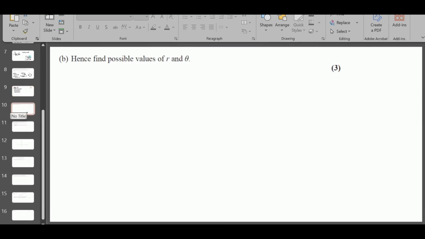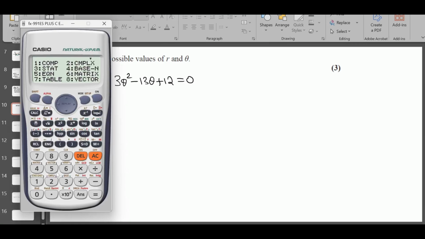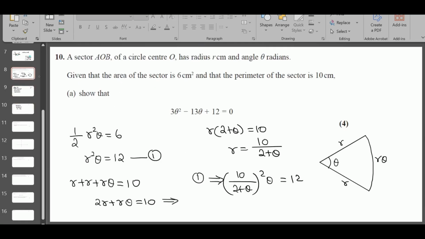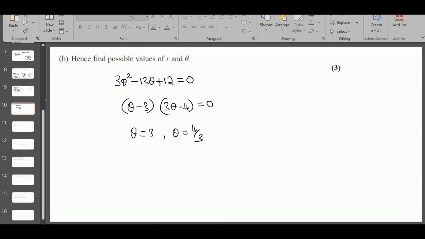Part B, hence find the values of r and theta. We have an equation now, let's solve it. 3 theta square minus 13 theta plus 12 is 0. Let's solve it. 3 minus 13 plus 12. 3 and 4 over 3. So you can write it as theta minus 3 times 3 theta minus 4 is 0. We got two values. Let's go back to the question. It says angle theta is in radians. So they did not specifically mention anything about theta. But here they want us to find the possible values of r and theta.